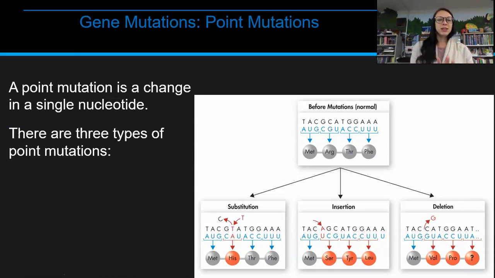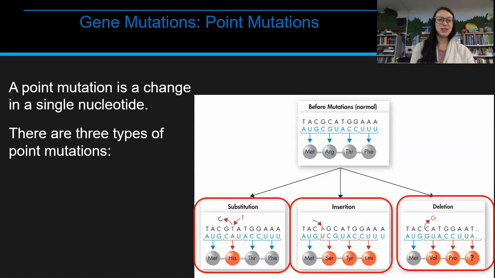There are multiple different types of gene mutations. One of them is called a point mutation. A point mutation is the change in a single point or a single nucleotide, and there are three different types of point mutations. You have substitutions, insertions, or deletions. A substitution, as can be seen here, is where you take one nucleotide and you swap it for another nucleotide. A change in the nucleotide sequence can completely change which amino acid is present.